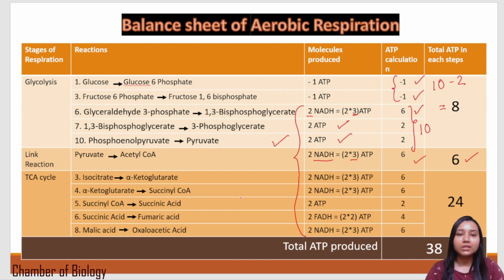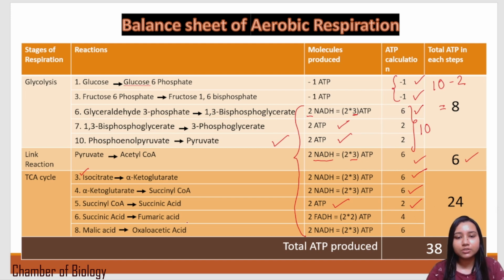Then finally, in the 8 steps of the Krebs cycle, we can see in the first step, there is no ATP or any kind of NADH release. But in the third step, isocitrate is forming alpha ketoglutaric acid because of oxidative decarboxylation. 2 NADH is produced, so 6 ATP. Again, alpha ketoglutarate to succinyl CoA, 2 NADH is going to be released, so 6 ATP again. And succinyl CoA to succinic acid, we have seen there was a substrate level phosphorylation, so 2 ATP or GTP is released. So it is 2 ATP we have written.